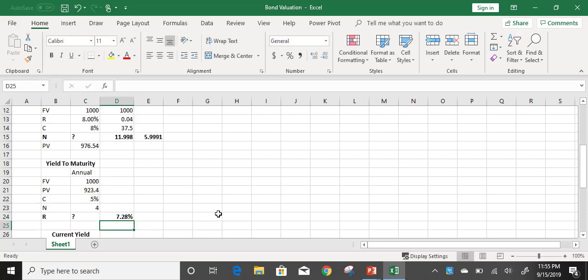And then clicking OK will get you 7.28% as the interest rate of the bond. And since the yield to maturity is higher than the coupon payment or coupon interest rate, and it has to be because the market price of the bond is lower than the face value of the bond.